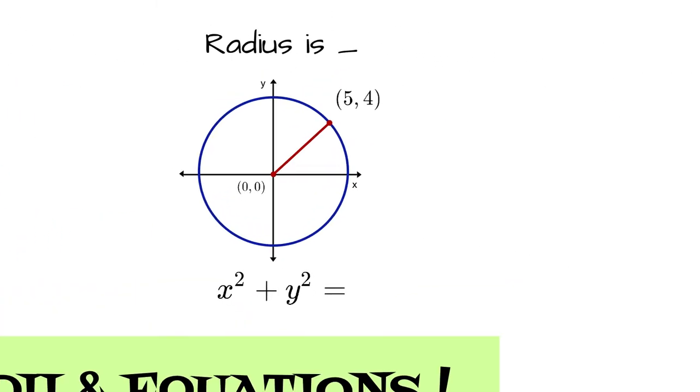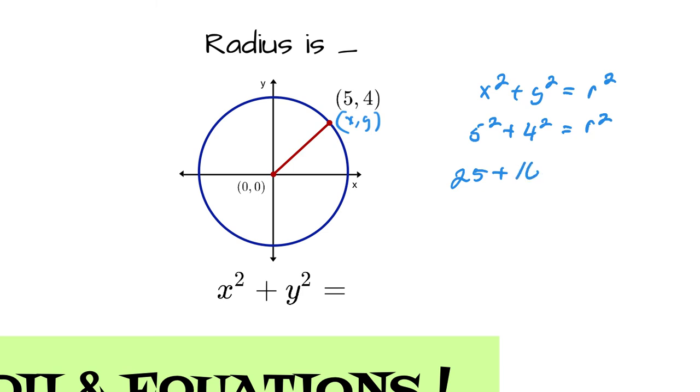And now this time I only give you the coordinate. So I've given you the x and the y. So a bit of work to do. This becomes a sub-in style question. So here we've got x is 5, y is 4. So 25 plus 16 equals r squared. 41 equals r squared. So the equation is x squared plus y squared equals 41. The radius is the square root of 41. And that will turn out to be 6 point something.